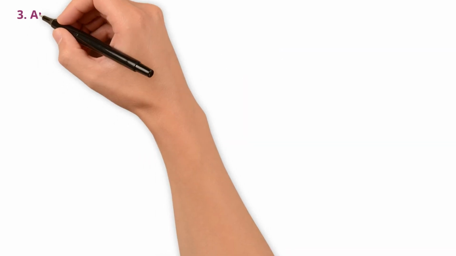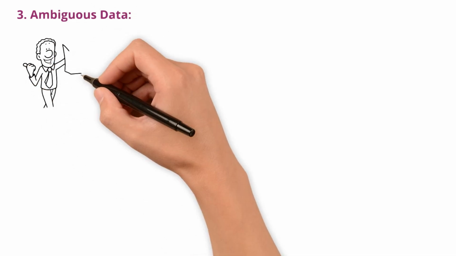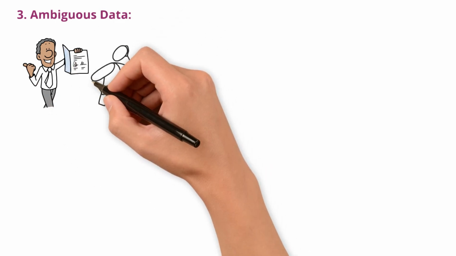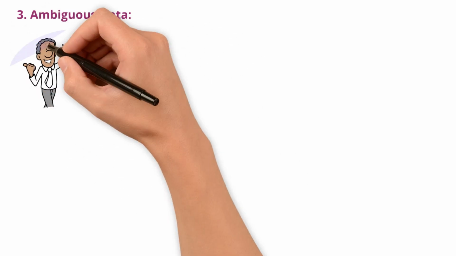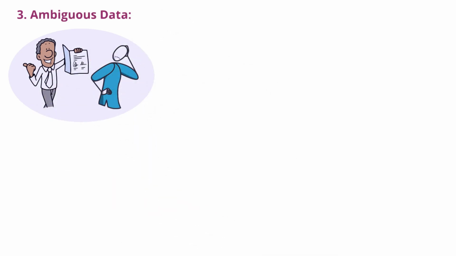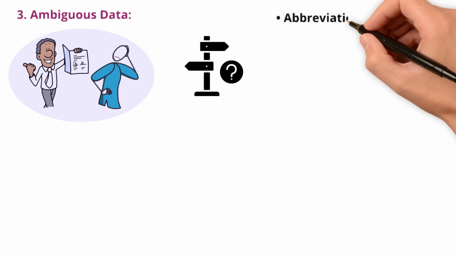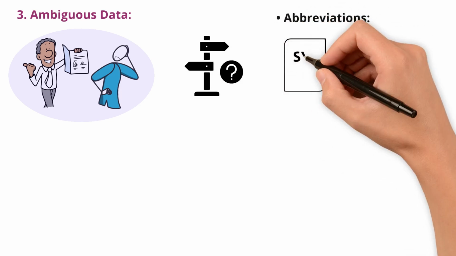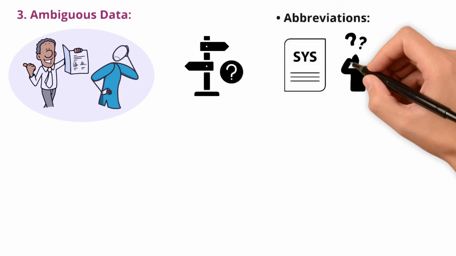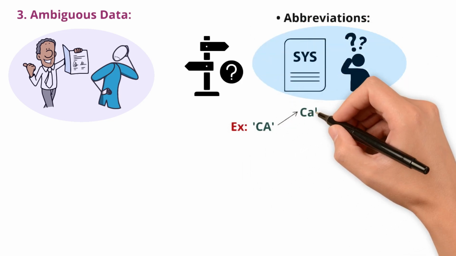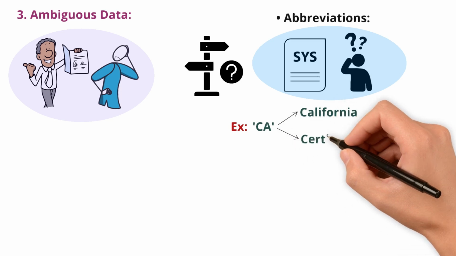Moving to the next issue, ambiguous data. Not all data problems are about having too much information. Sometimes data can be confusing or unclear. This is called ambiguous data. Here is why data can be ambiguous. Abbreviations. Using abbreviations without explanation can be confusing. For example, CA could mean California or certified accountant.